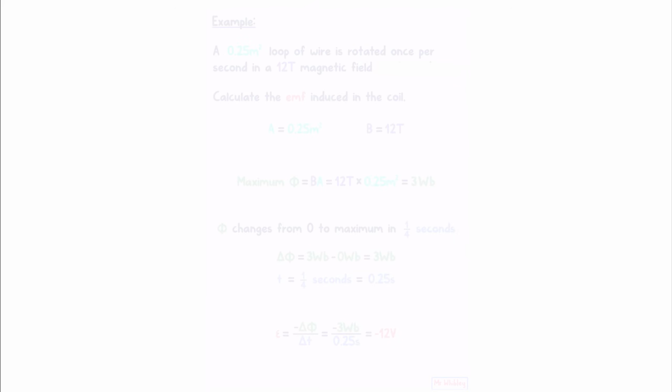Let's use this in an example. A 0.25 meter square loop of wire is rotated once per second in a 12 Tesla magnetic field. Calculate the EMF induced in the coil. And so our area is 0.25 meter square, and our magnetic field is 12 Tesla. Our maximum flux is just going to be these two multiplied together, which gives us 3 Webers.